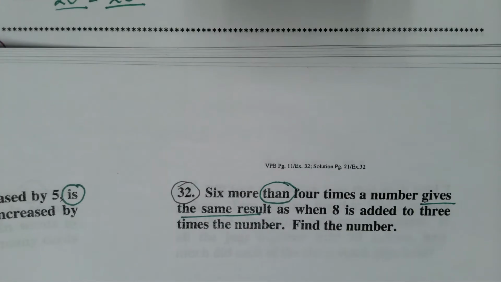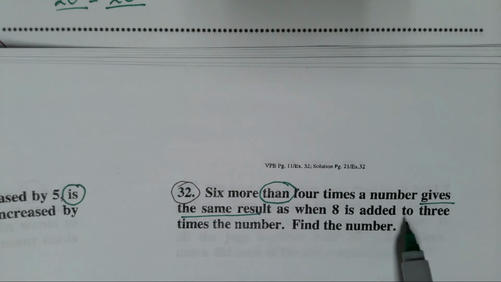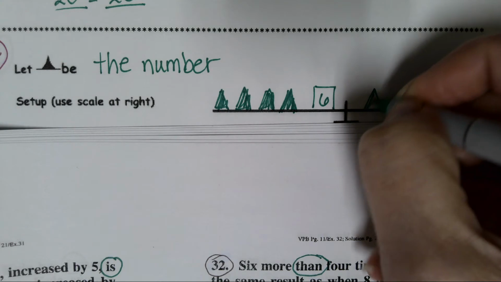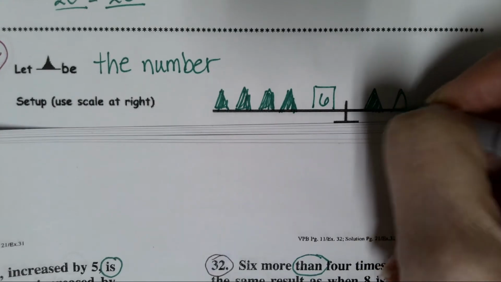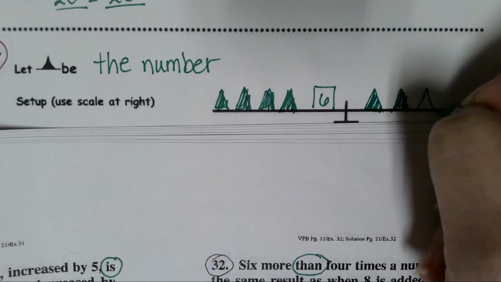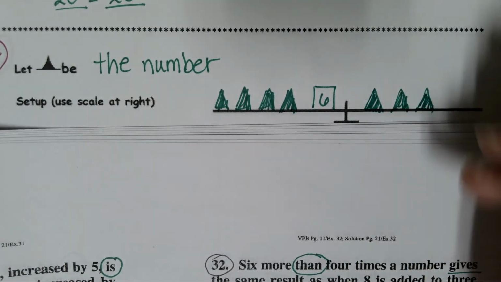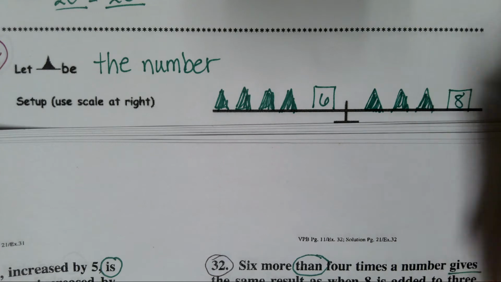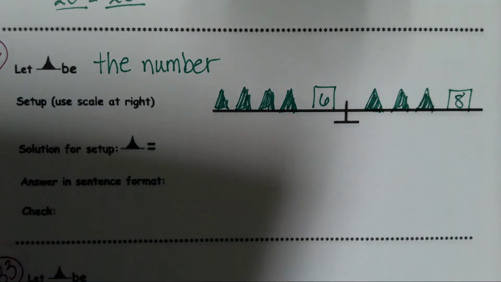As when 8 is added to 3 times the number. 8 is added to. So we have to start with 3 times the number so we can add that 8. 3 times the number is simply 3 pawns. And 8 is added to that, so I'm going to put an 8 cube on here. Now it tells us to find the number.